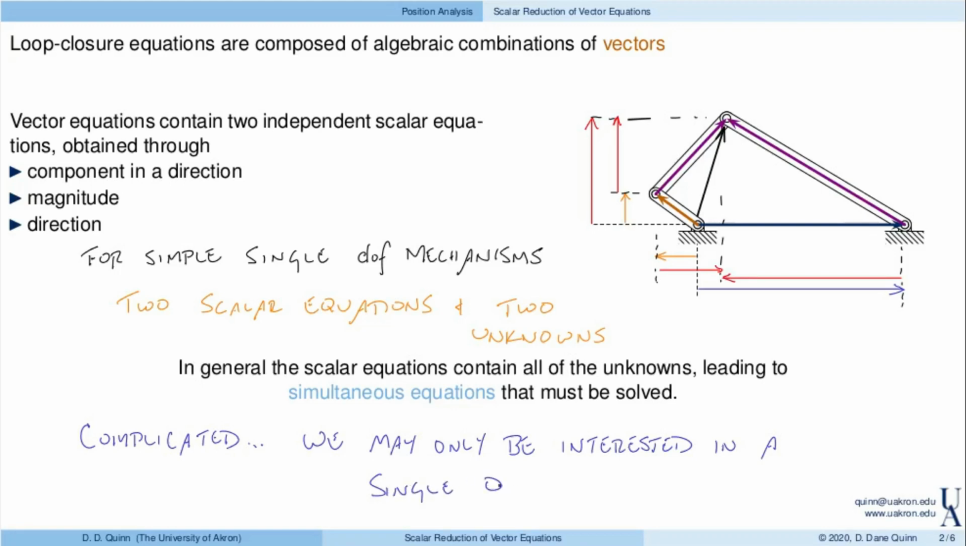So, for example, in this 4-bar linkage, we may have the input link and its angle as known, and we may be interested only in the output angle of link 4. We may not care about link 3, but we may have to solve that along the way. So again, these simultaneous equations can be complicated, and we may end up solving for things that we don't really care about, but we have to solve them along the way. So part of today's lecture will be about reducing the complexity as much as possible and maybe writing just single equations in terms of single unknowns.